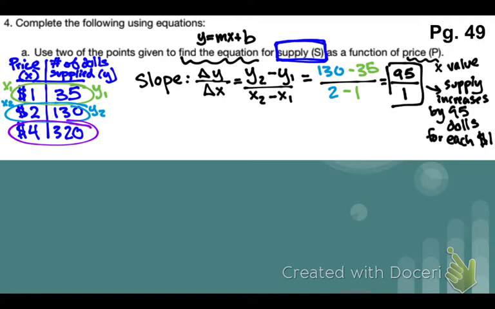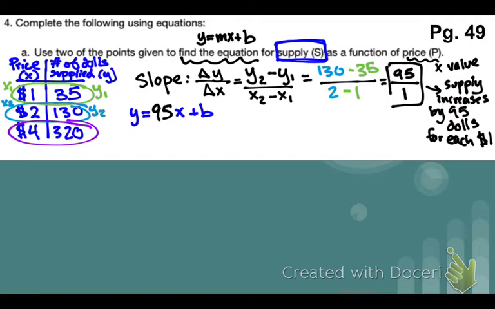You guys okay? Yes, sir. We have our slope. What other piece of information do we need to write our equation? The b. So right now I have y equals 95x plus b. How do I find b? Look at the starting point. Yeah, I need to find my y-intercept. So it's where I start.